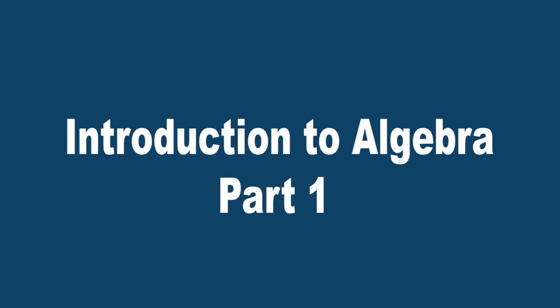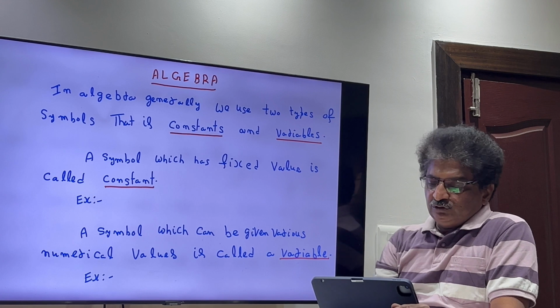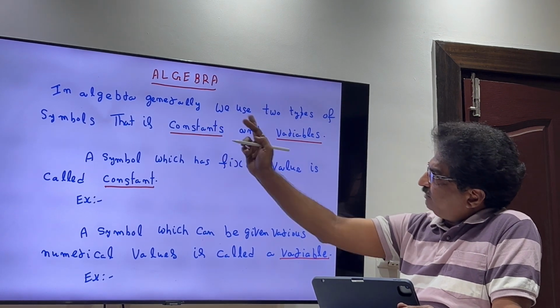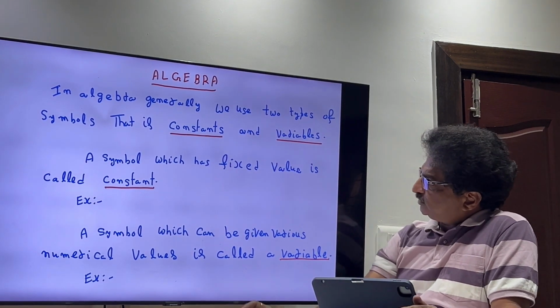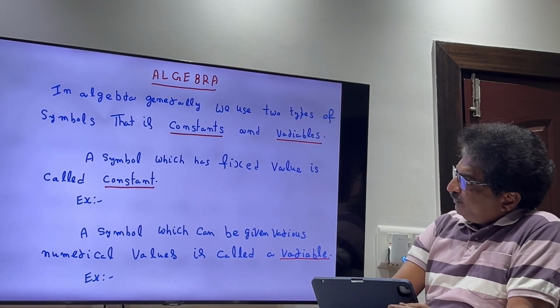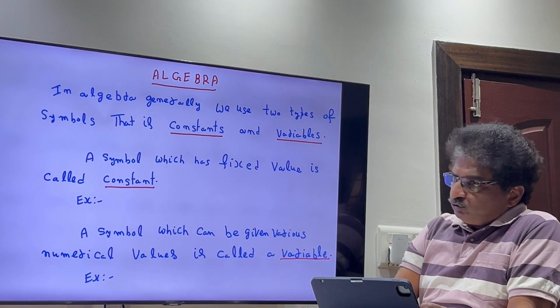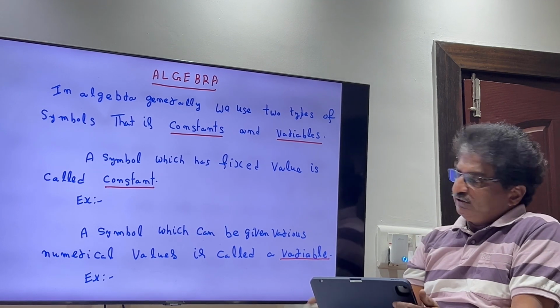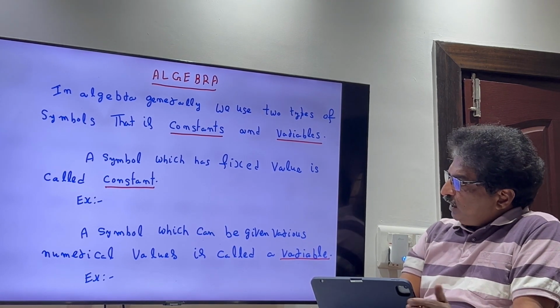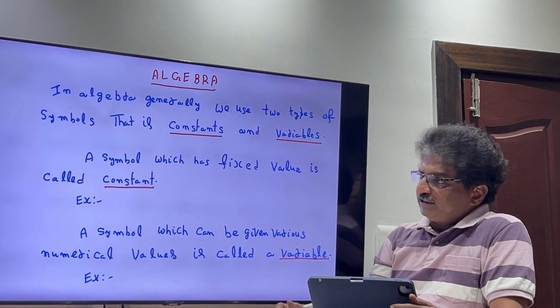Today our topic is algebra for class 7th. So in algebra generally we use two types of symbols, that is constants and variables. Constant means all our numericals. Numericals means 1, 2, 3, 4, etc. All these numbers come under constants. Not only natural numbers, integers and rational numbers, etc.